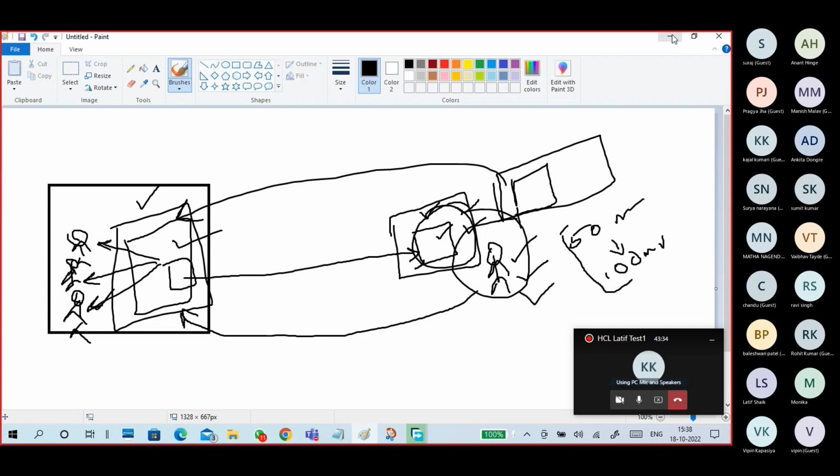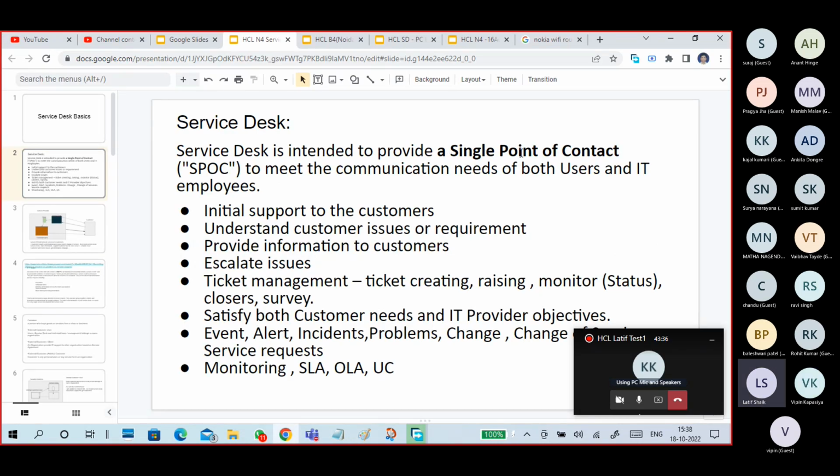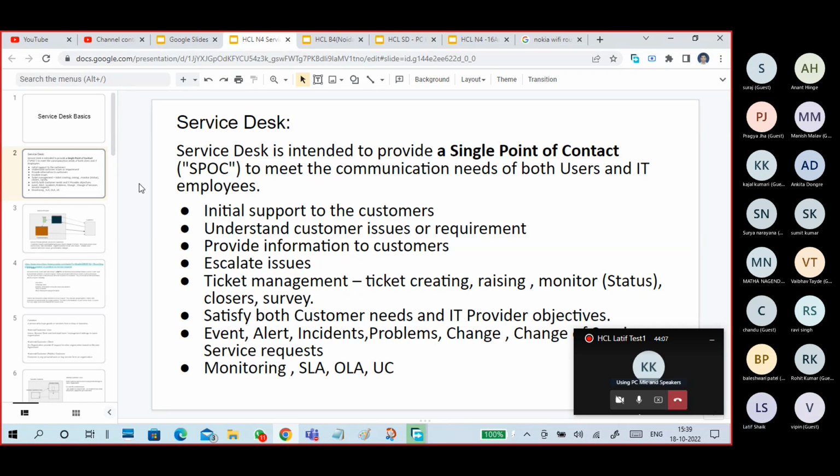This is the meaning of single point of contact. So we'll get it, this single point of contact, guys. So slowly. The service desk provides initial support to the customers. If the customer requires some support, they will provide initial support, understand the customer requirement, and understand the customer issues.